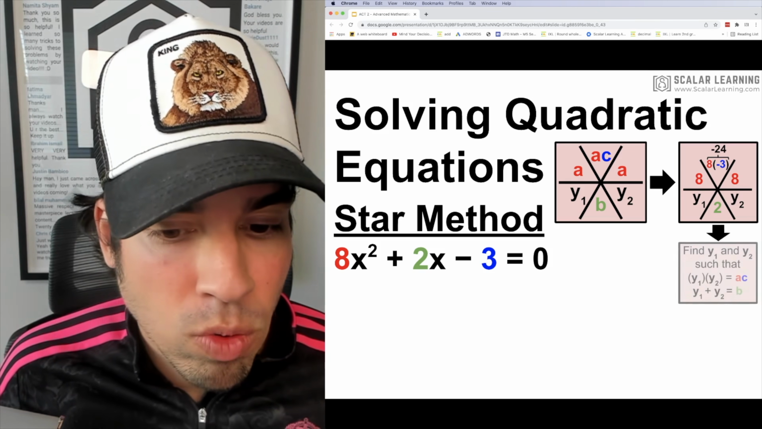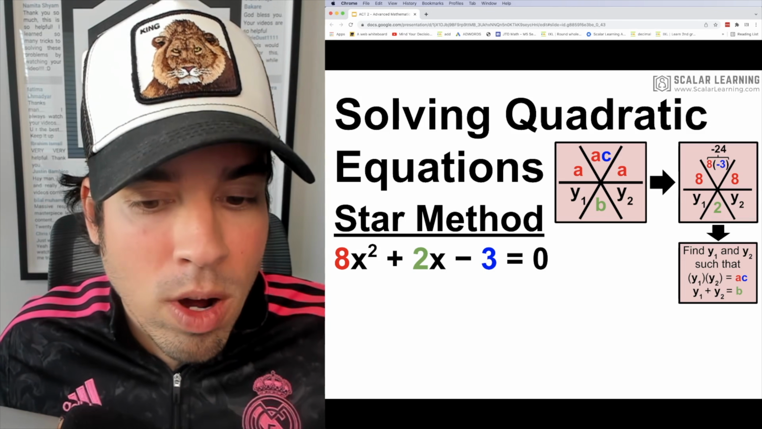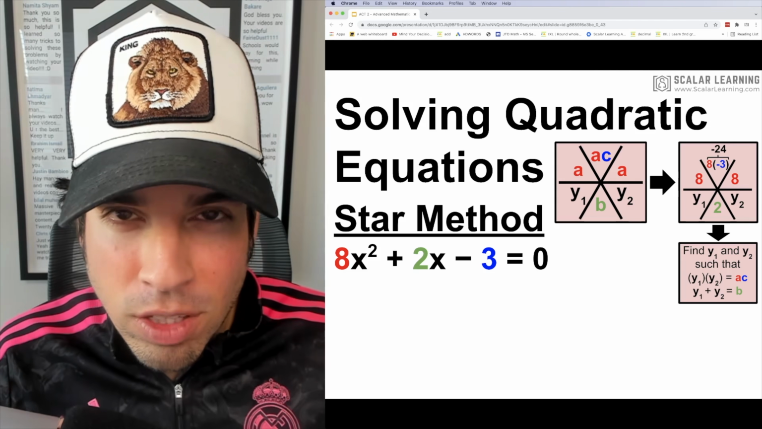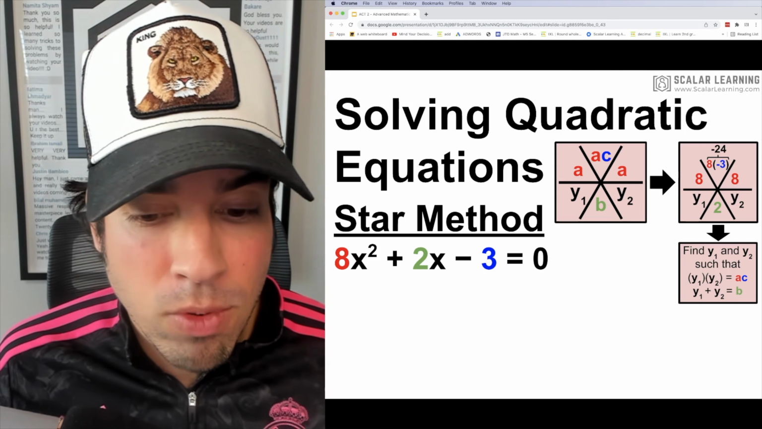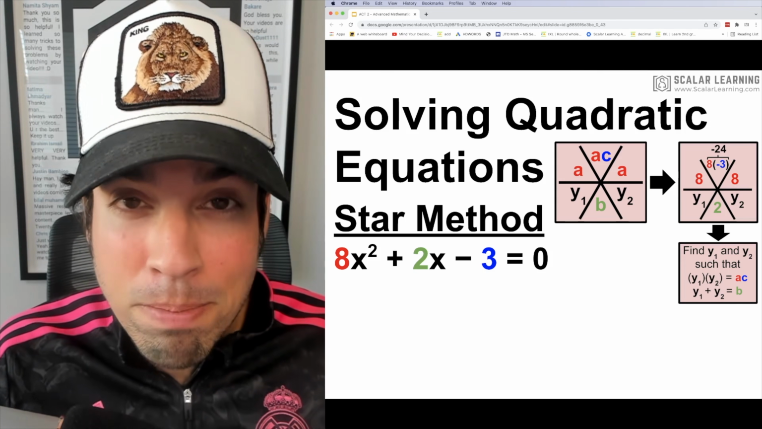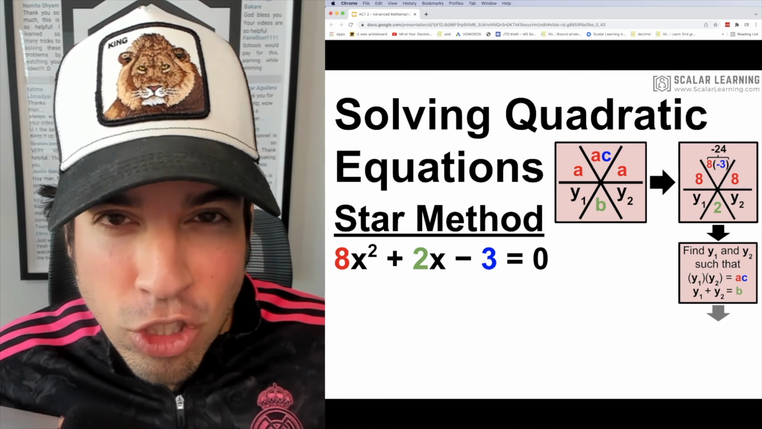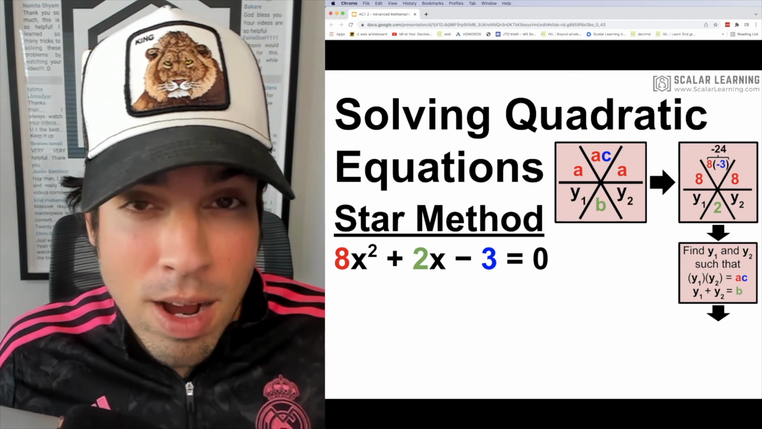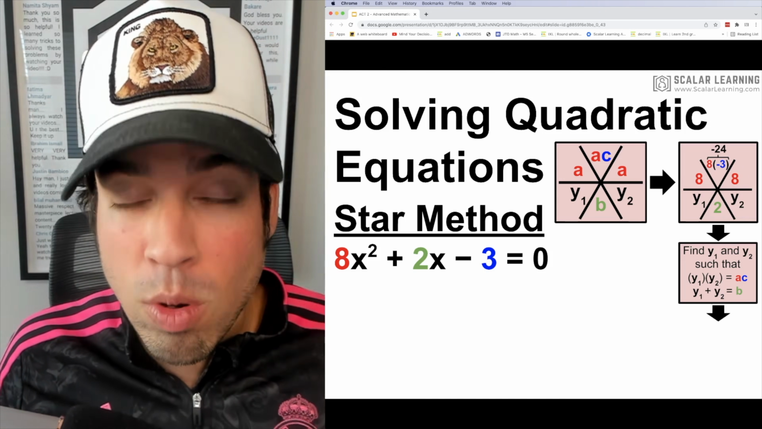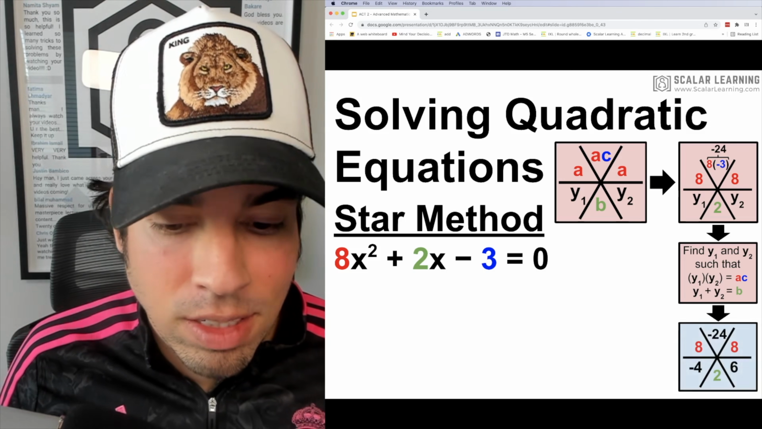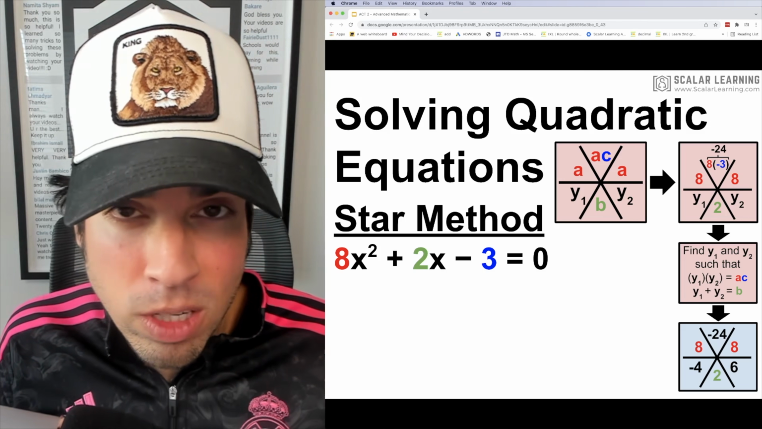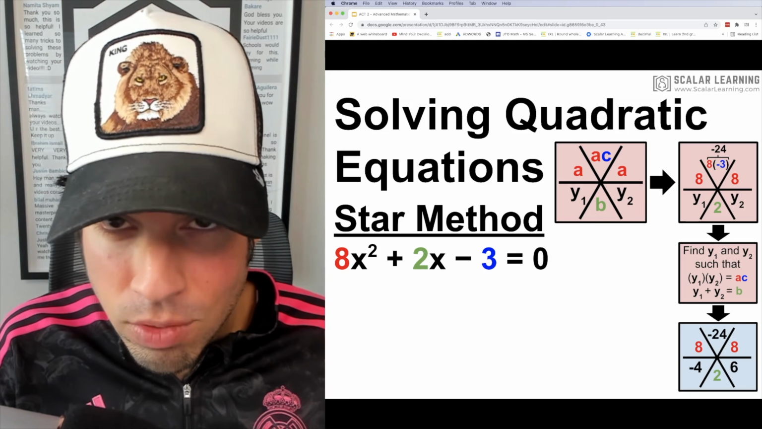Next, we have to figure out for y1 and y2 what values, when they multiply each other, equals that top value of negative 24, and when they add equals that bottom b value of 2. So again, you're just going to have to use your number skills and trial and error until you figure out that what would work is positive 6 and negative 4. 6 plus negative 4 is 2. 6 times negative 4 is negative 24.